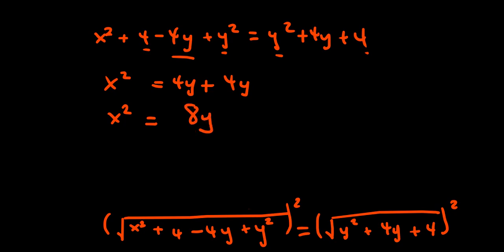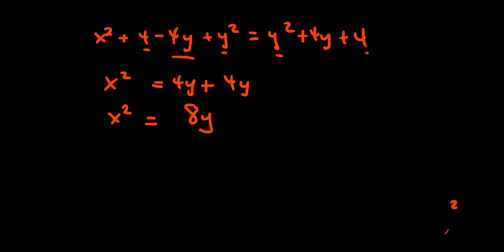So this is the equation of the parabola for these points which were given, say if we have a focus of (0, 2) and a directrix of y = -2. So this is how you'd find the equation of that parabola.